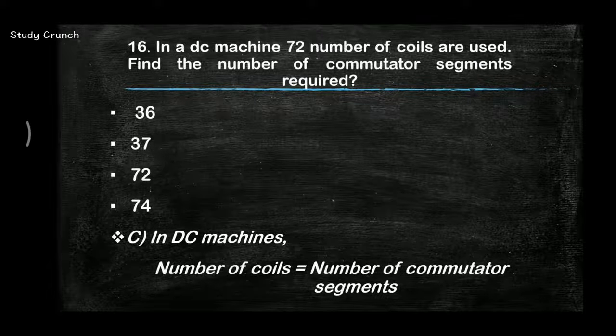Next, in a DC machine, 72 coils are used. Find the number of commutator segments required. So we know that in a DC machine, the number of coils is equal to the number of commutator segments. The answer will be 72, that is C.